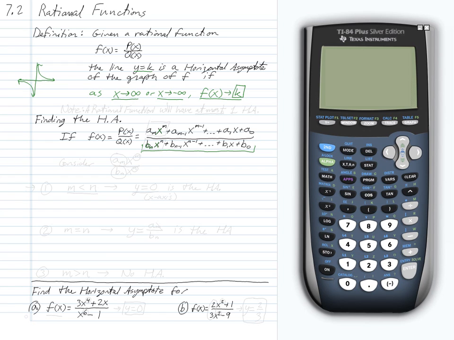Now, the way that we are going to figure out what the situation is with the horizontal asymptote is we are going to look at the leading terms. So a sub m x to the m, whatever that might be, and b sub n x to the n. We don't really care about the rest of each of these polynomials. We are just going to look at the leading terms in the numerator and denominator.